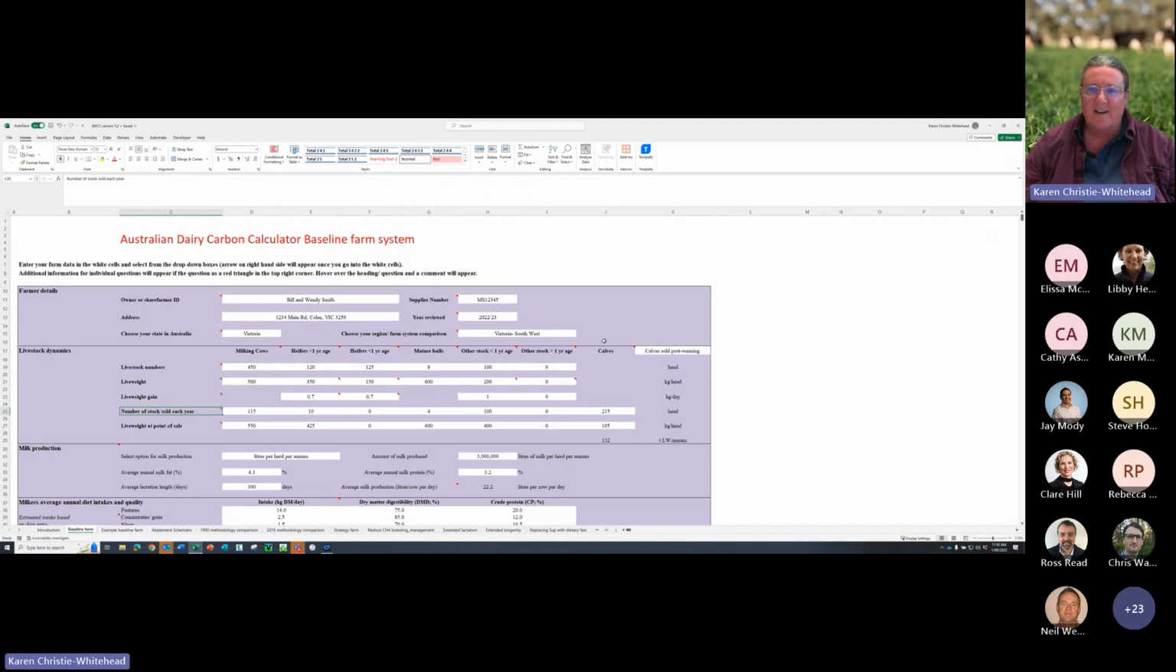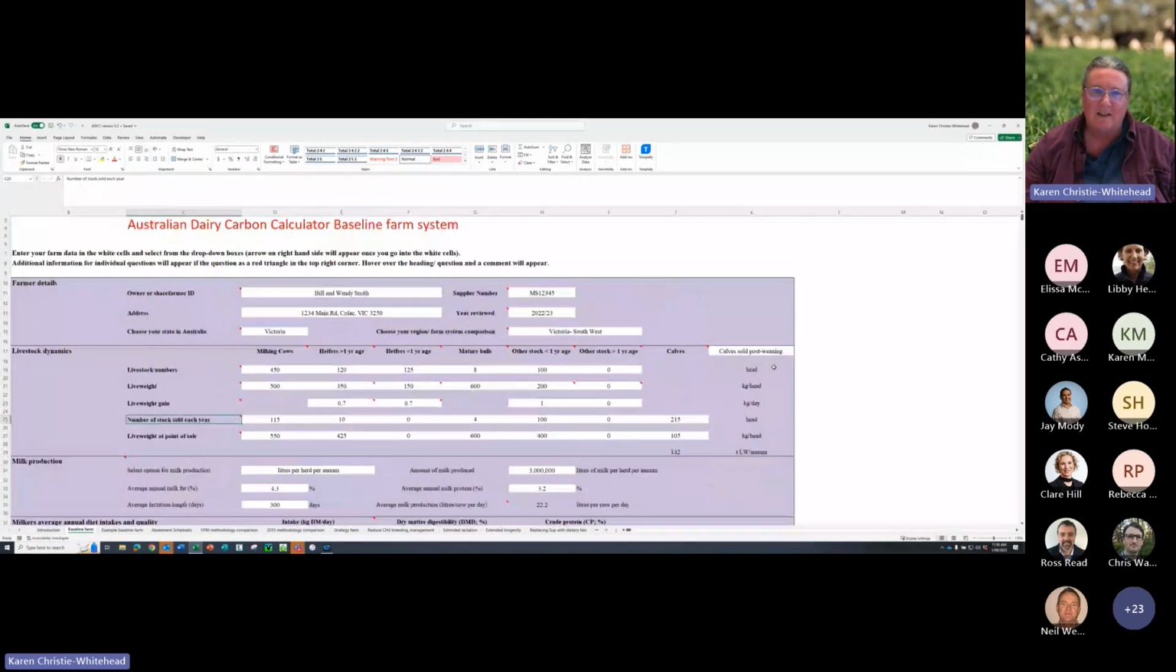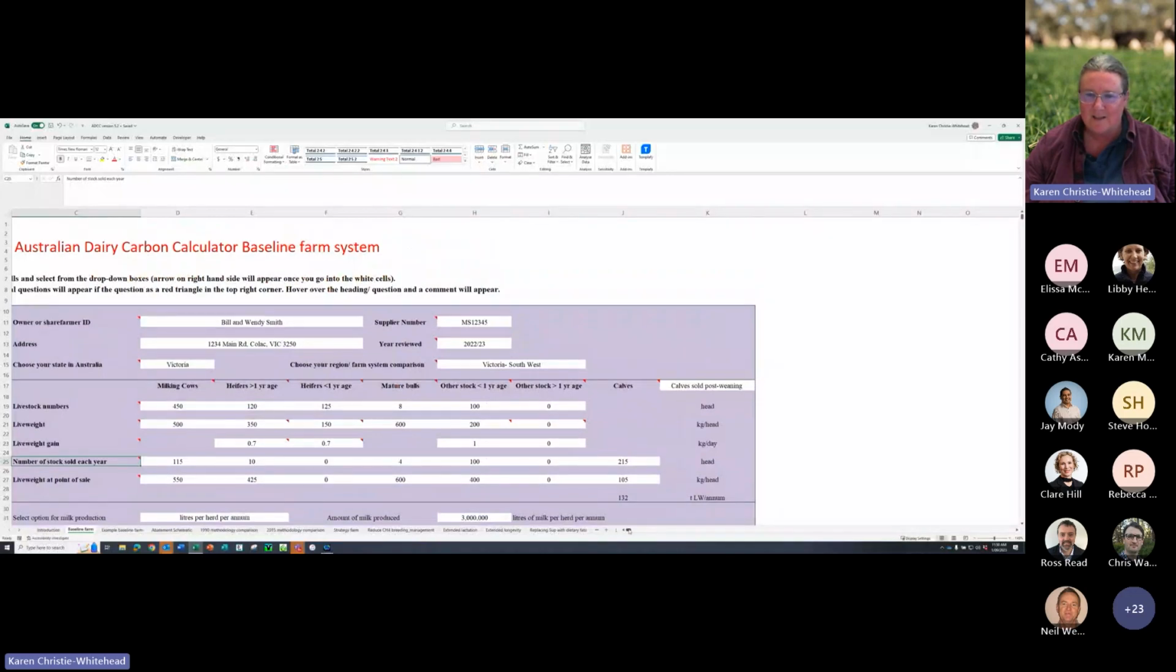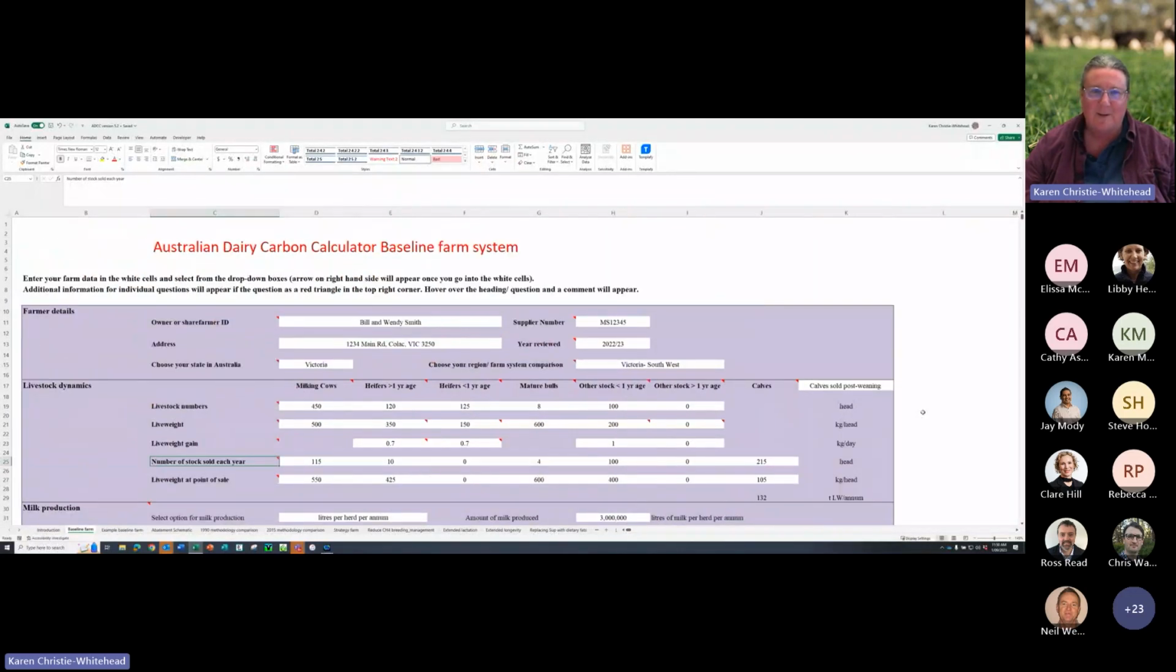What I've done to save time, I've self-populated this baseline farm system. When you open the calculator for the first time, all these white cells will actually be blank and ready to be entered. So this is just a typical farm. It's not a real farm. There's no Bill and Wendy Smith out there, to the best of my knowledge. And if there is, I'm sorry, Bill.